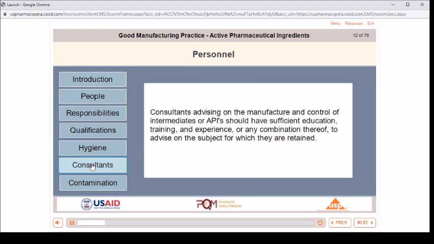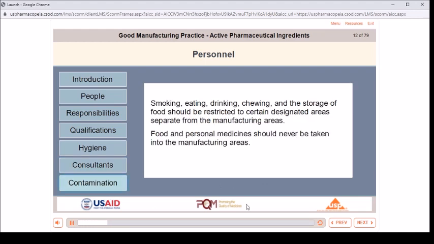Consultants. Consultants advising on the manufacture and control of intermediates or APIs should have sufficient education, training, and experience, or any combination thereof, to advise on the subject for which they are retained. Contamination. Smoking, eating, drinking, chewing, and the storage of food should be restricted to certain designated areas separate from the manufacturing areas. Food and personal medicines should never be taken into the manufacturing areas.